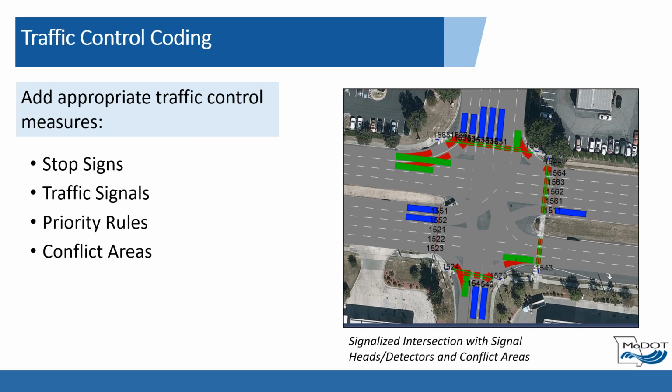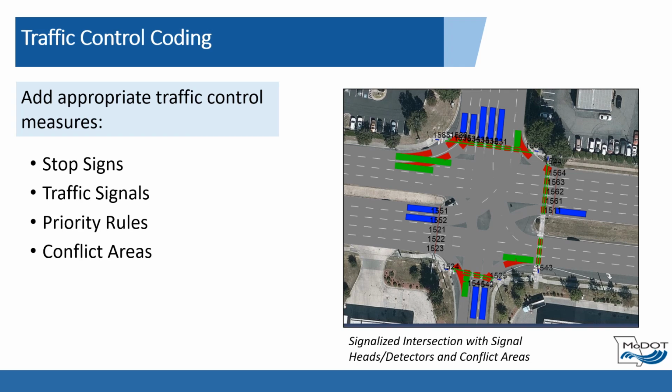Stop signs are placed at the precise location of a posted sign or stop bar and will cause vehicles to stop for a specified duration. In addition to the stop sign, the coding of conflict areas or priority rules is needed to control which vehicles have priority and the aggressiveness of the conflicting traffic.